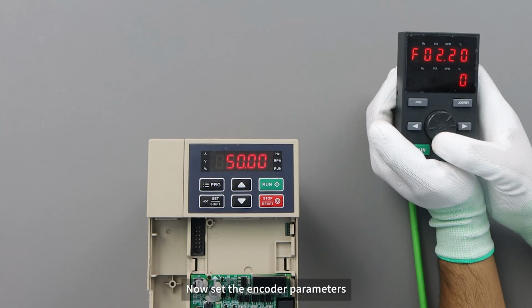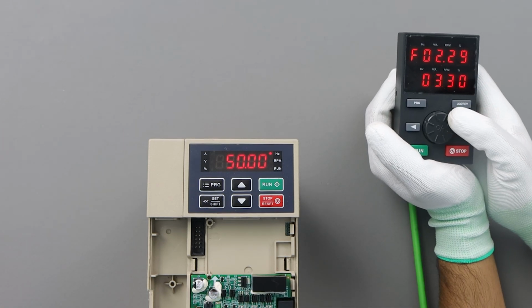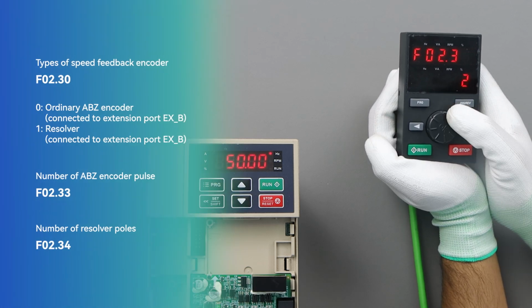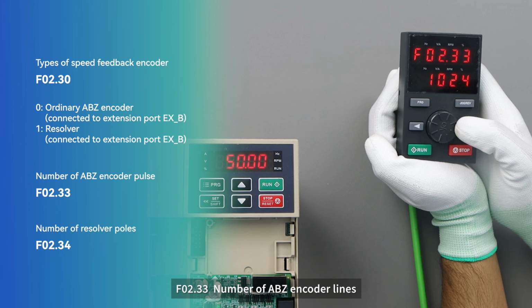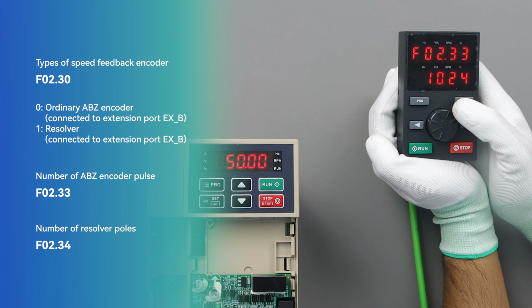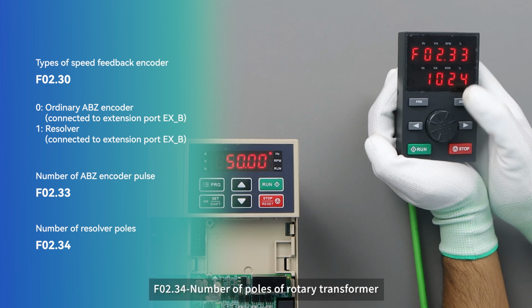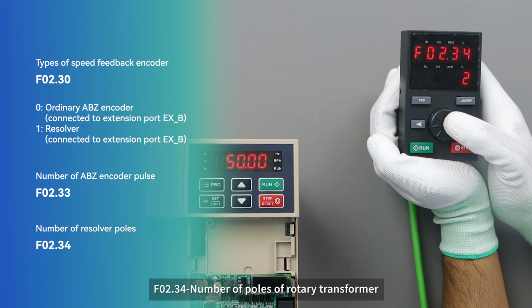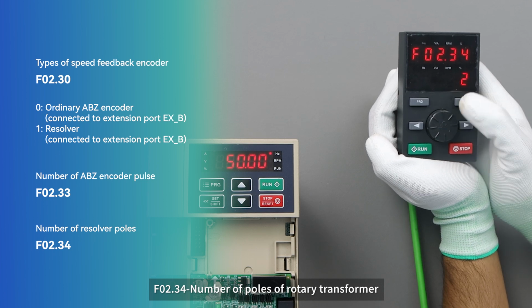Now set the encoder parameters. Set F02.30 encoder type, F02.33 number of ABZ encoder lines, and then set F02.34 number of poles of rotary transformer.